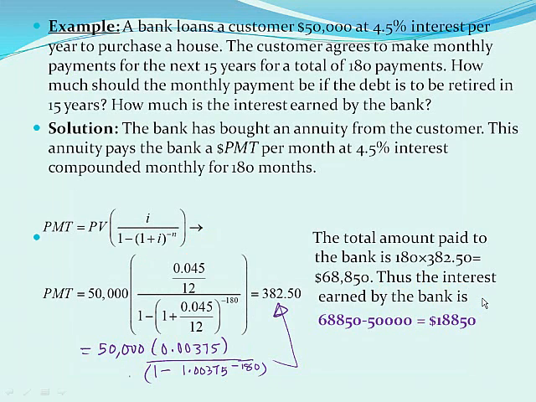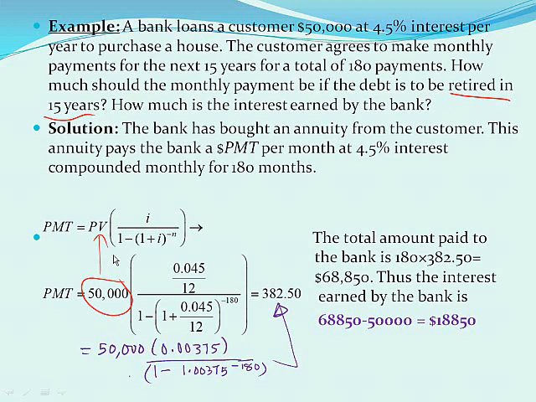Let's work out an example. A bank loans a customer $50,000 at 4.5% interest per year to purchase a house. The customer agrees to make monthly payments for the next 15 years for a total of 180 payments. How much should the monthly payment be if the debt is to be repaid in 15 years? How much is the interest earned by the bank? We can solve this question using the amortization formula. So the loan amount is 50,000. That comes in here.